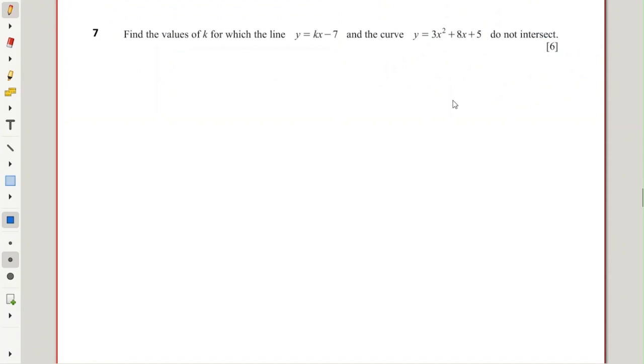Question 7. Find the values of k for which the straight line and the curve do not intersect. So the first thing that you do is that you have to solve them simultaneously, right? You know the expression for y. So wherever you see this y, you put this value there.